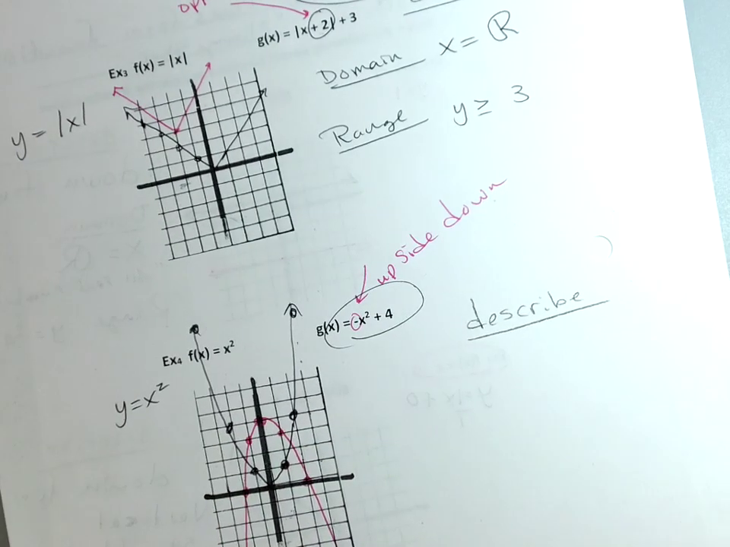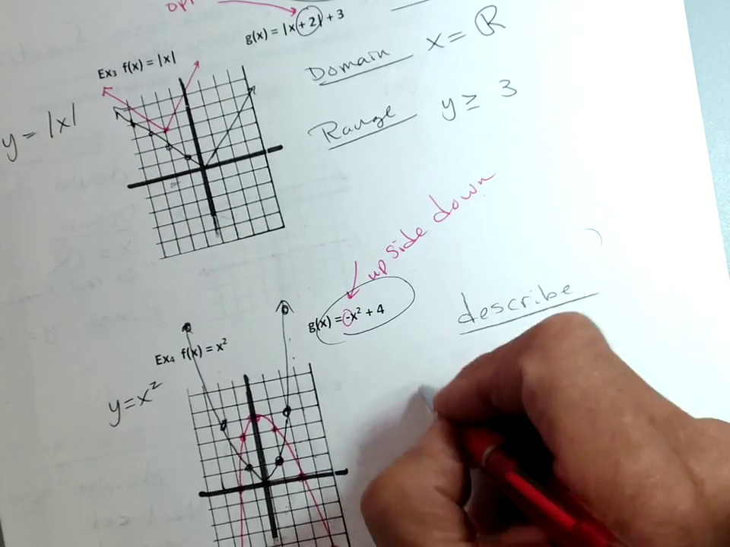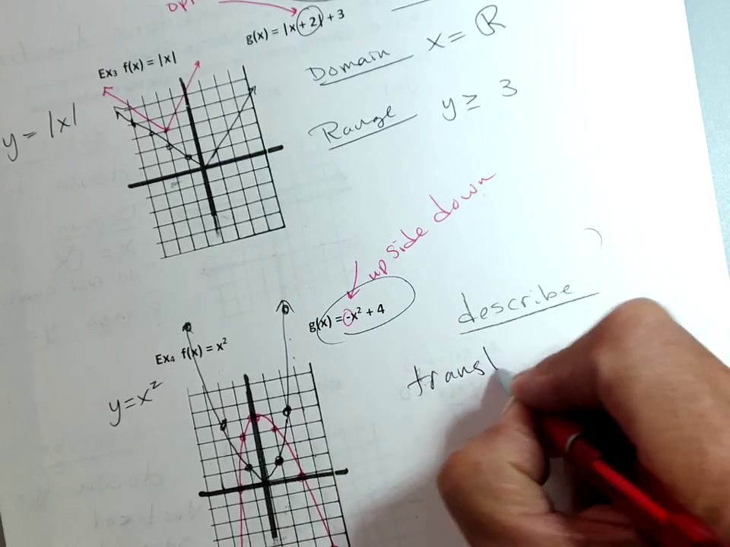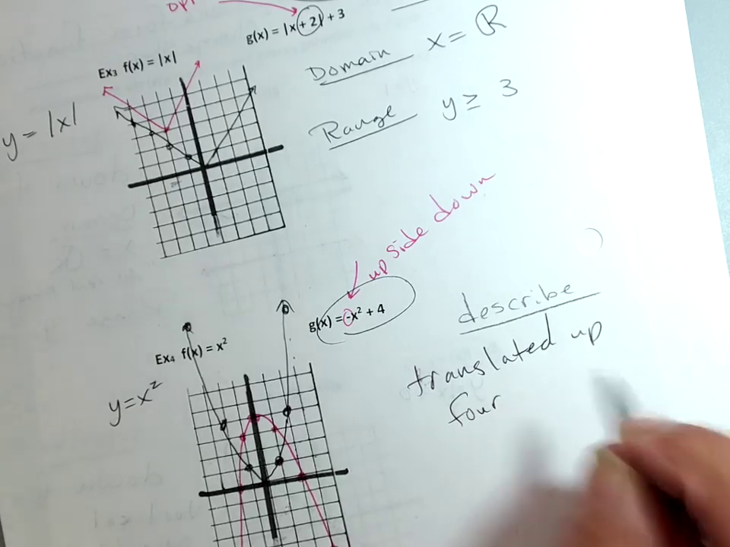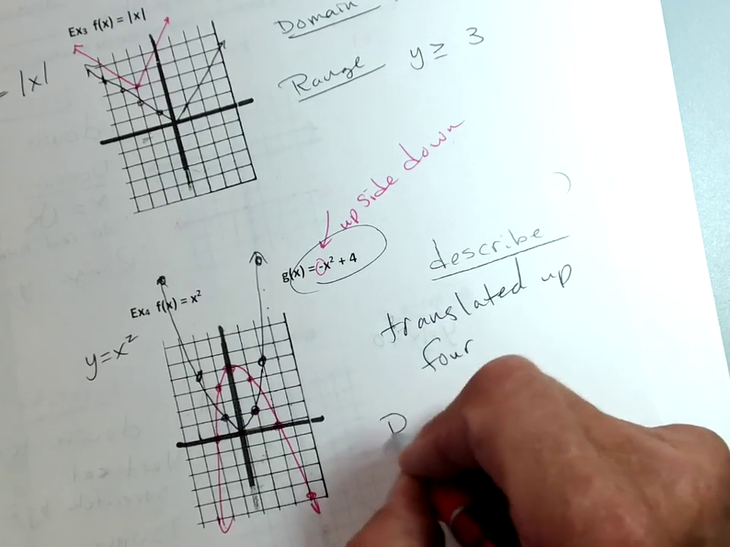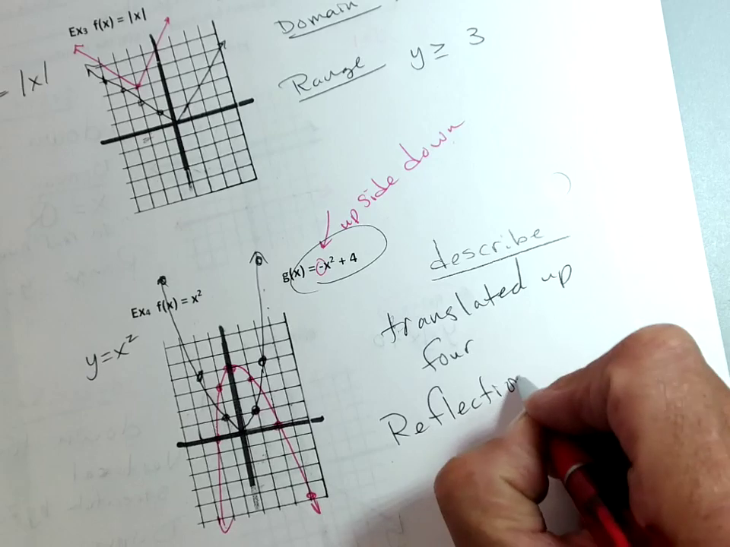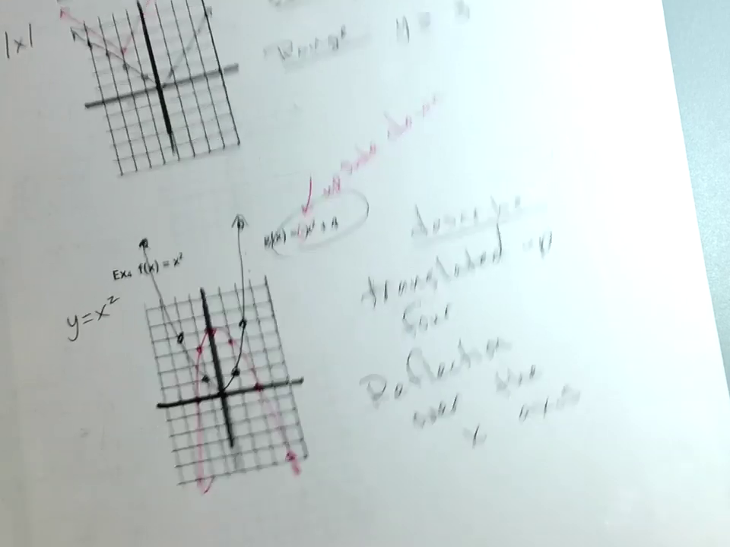Okay, so, describe, what do we do? Up 4. Okay, we translated up 4. Good, and then what do we do? Okay, let's use flipped it, yes, flipped it. How? I mean, yes. Give me more. How about if I use some fancy words? How about a reflection over the x-axis? Yeah. So we also did a reflection over the x-axis. Okay. And we already did our journal, so you can cross that off.